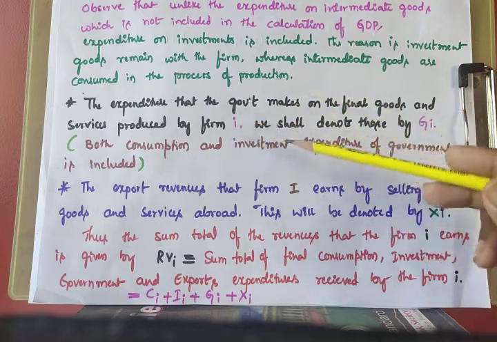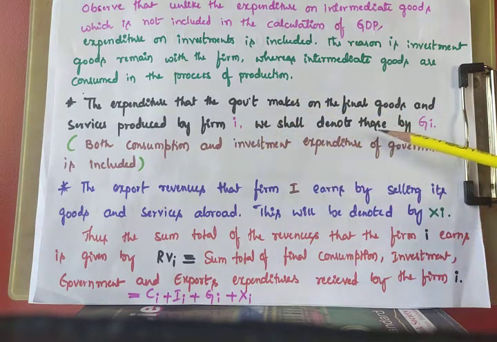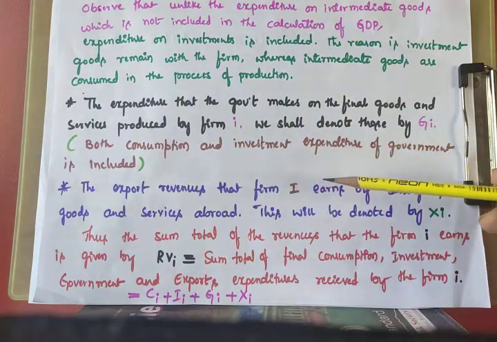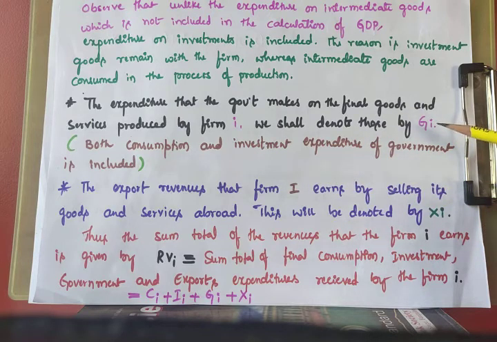produced by a firm I. We can denote that by GI. GI means the government's expenditure. Government's expenditure on both, which ones? Consumption and investment. That is called GI. Here I means firm, G means government. Here both consumption and investment expenditure of the government, we can denote by GI.